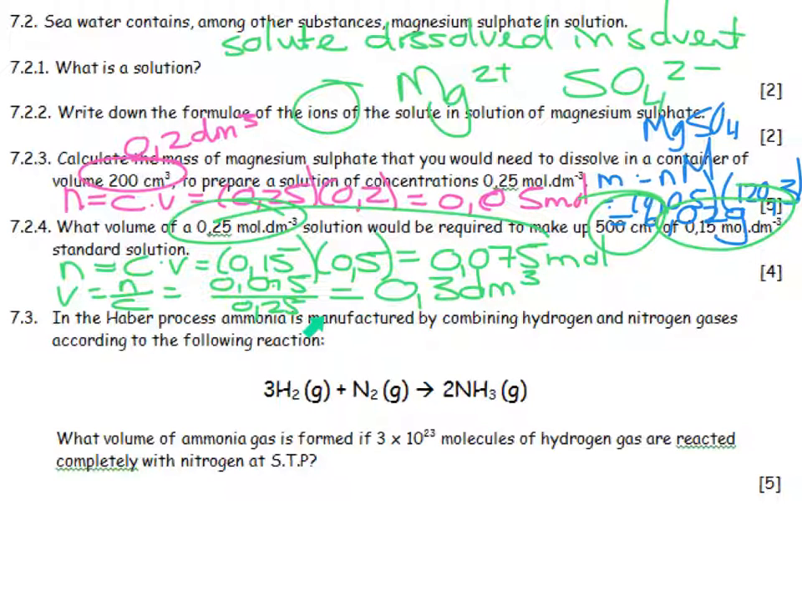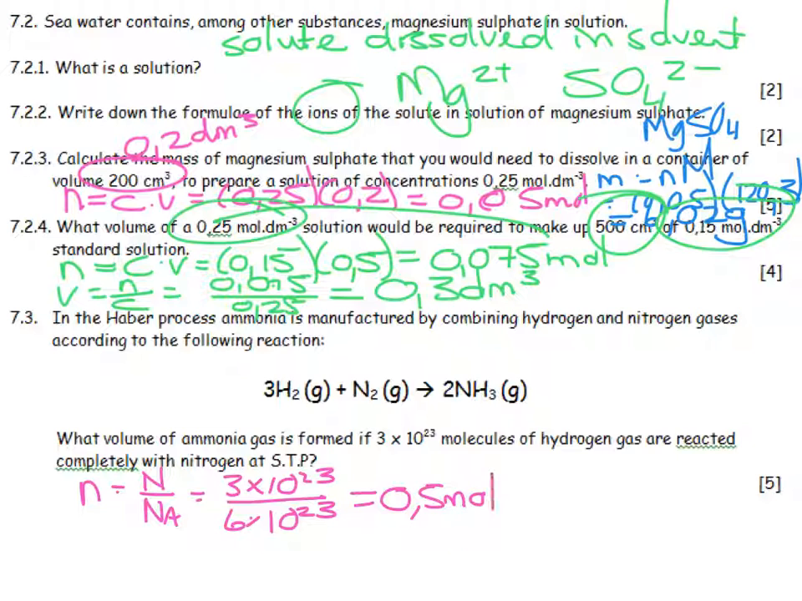In the Haber process, ammonia is manufactured by combining hydrogen and nitrogen gases, and I'm given this equation. What volume of ammonia gas is formed if that many molecules are reacted completely? So the first thing that I'm going to do is say number of moles is equal to number of particles over Avogadro's number. I'm given a number of particles. Avogadro's number is 6 times 10 to the 23, or 6,02 if you prefer. And you should prefer, I suppose, because that's what's on the information sheet, and you still land up with approximately 0,5 moles.